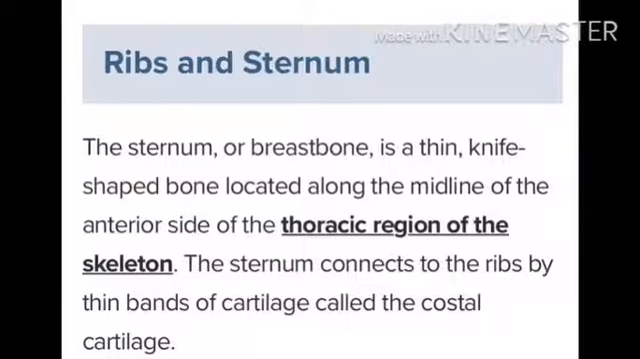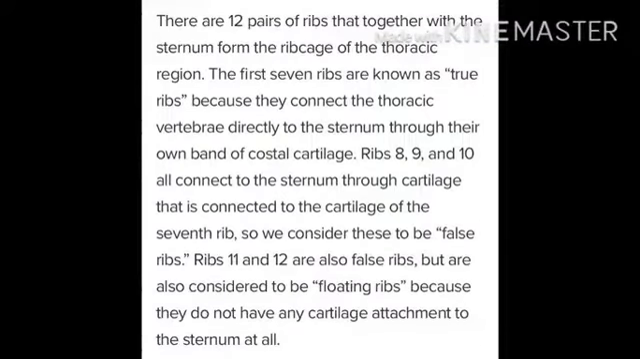Ribs and sternum. The sternum or breastbone is a thin knife-shaped bone located along the middle line of the anterior side of the thoracic region of the skeleton. The sternum connects to the ribs by thin bands of cartilage called the costal cartilages. The rib cage consists of 12 pairs of ribs that together with the sternum form the rib cage of the thoracic region.